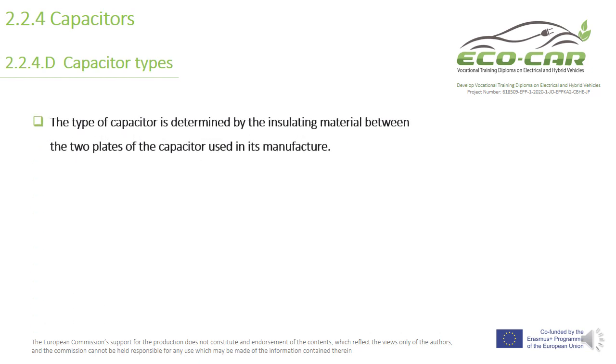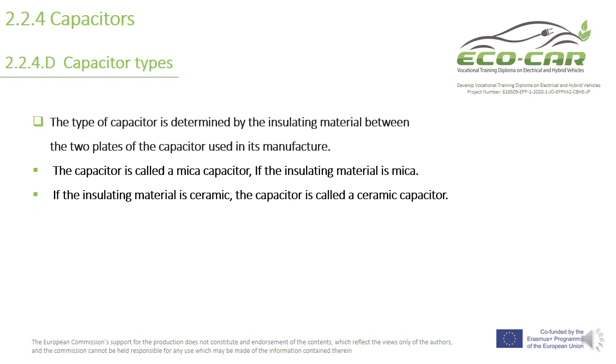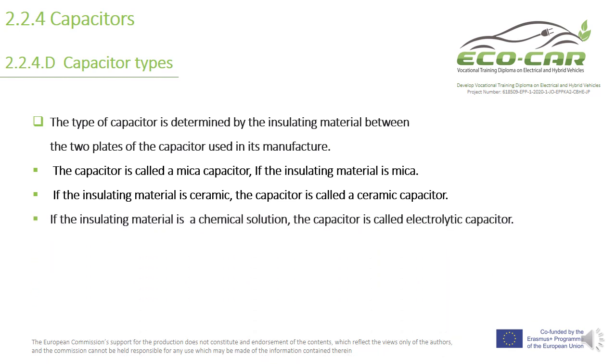Capacitor types also. The type of capacitor is determined by the insulating material between the two plates of the capacitor used in its manufacture. The capacitor is called a mica capacitor if the insulating material is mica, but if the insulating material is ceramic, the capacitor is called a ceramic capacitor. If the insulating material is a chemical solution, the capacitor is called an electrolytic capacitor.